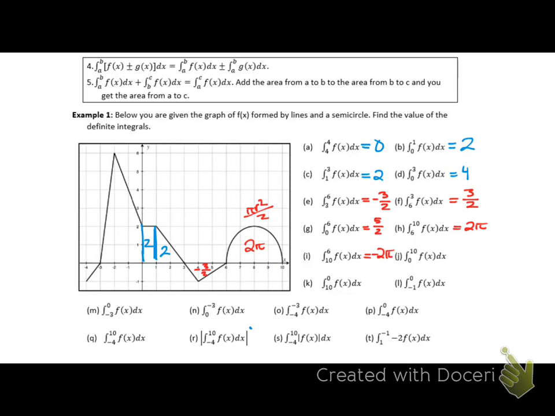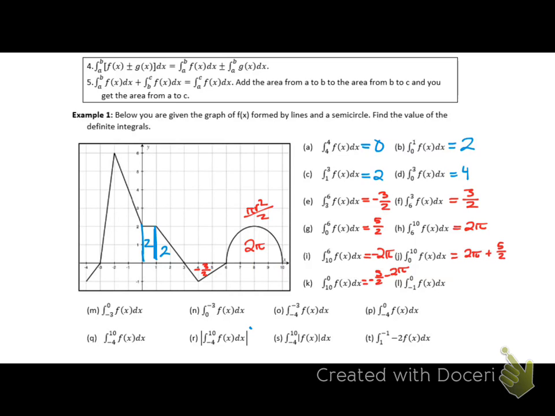And then from 0 to 10 would be adding 5/2 and 2 pi. So because 0 to 6 is 5/2 and 6 to 10 is 2 pi, that is just 2 pi plus 5/2. Don't worry about adding those. Now for the 0 to 10, I'm going to take both of those and do the opposite sign. So it's going to be negative 5/2 minus 2 pi.